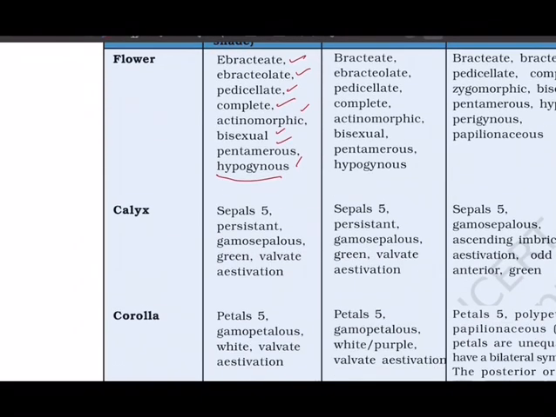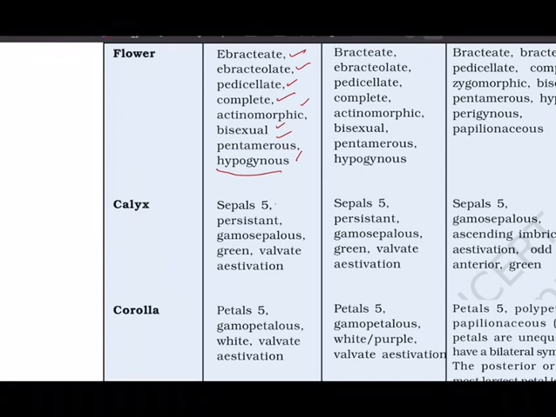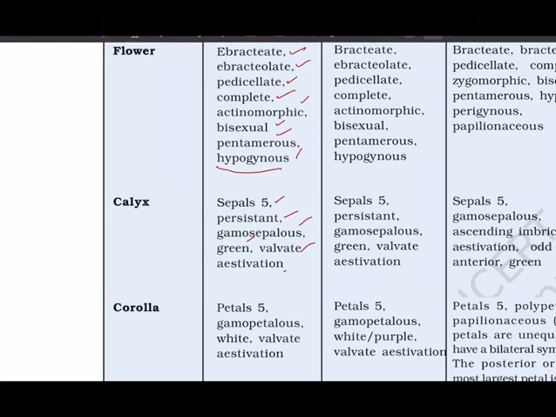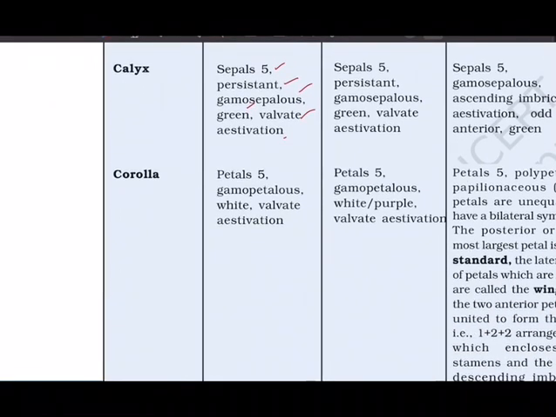And then calyx, as I said, since it is pentamerous, 5 sepals. Persistent, gamosepalous, gamo means fusion. All the sepals, green colored sepals, are fused. And valvate aestivation. Just now we talked about aestivation. What is valvate aestivation? Corolla, petals 5. Gamopetalous, there we said gamosepalous, here gamopetalous. All petals are fused. And white in color, of course, Datura, valvate aestivation.